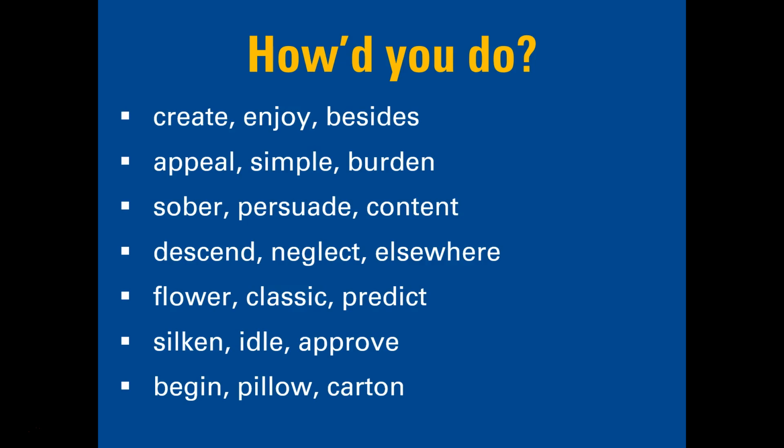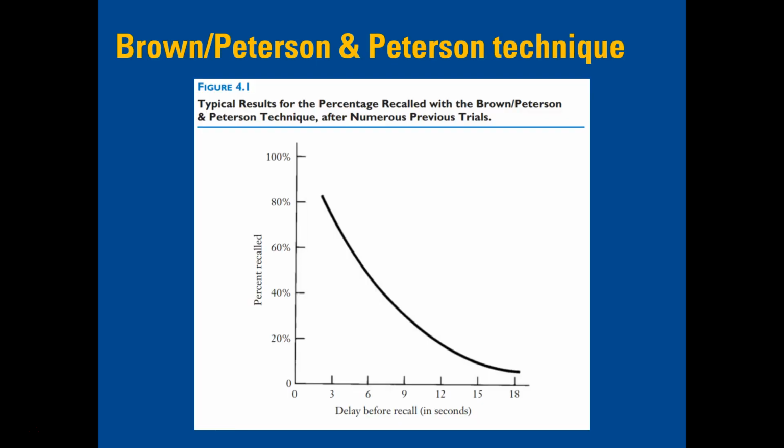And once you're good to go, what we'll often see is a curve somewhat like this. So you'll see here we have on the y-axis percent recalled. So in other words, how many of those words you were able to remember in each trial, and then the delay before the recall, right? Or in other words, this is the amount of time you spent counting backwards with the distractor task, we call it.